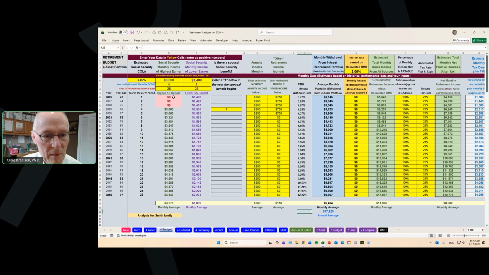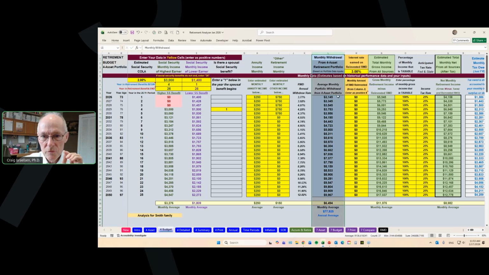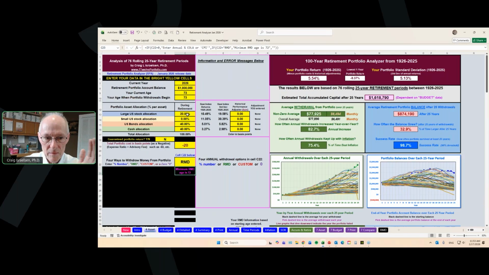Okay, so now you've got Social Security income that's been taken into account for both the higher and the lower earner. And I say higher and lower, they may both have the same Social Security income. I just had to title these columns somehow. Another source of income is the annuity. Another source of income is other income. And finally, the fifth source of income is right here. This is the withdrawal from the portfolio that you've built in the prior tab, this 20% stock, 40% bond, 40% cash portfolio.